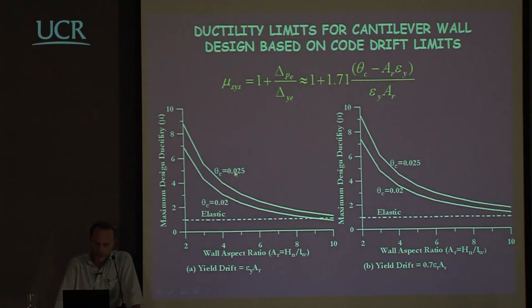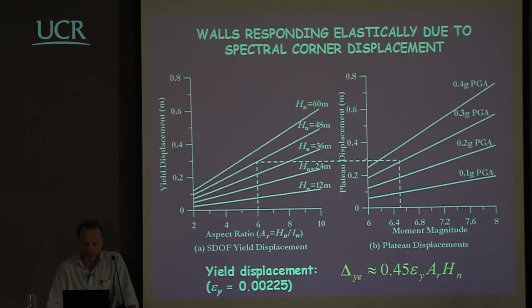And this is the other curve, considering 0.025 as the acceptable rotation. And in this other plot, the only difference is that the yield drift has been corrected with a 0.7 value. So what you obtain out of these figures is that for walls that have an aspect ratio beyond, say, 10 or something like that, it is not possible to use any ductility, because the maximum rotation due to the non-structural limit is governing the design.